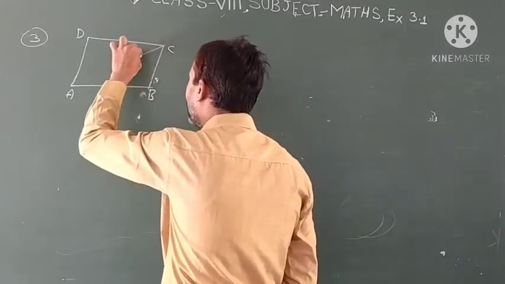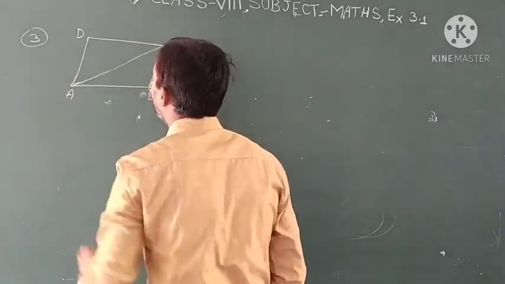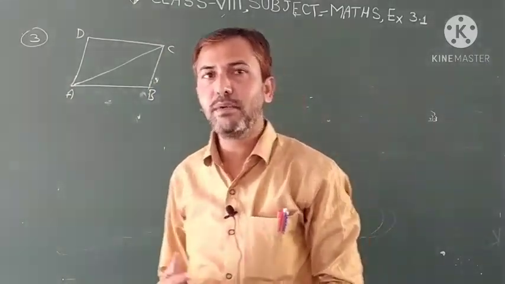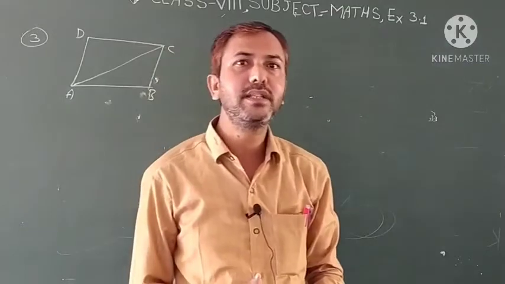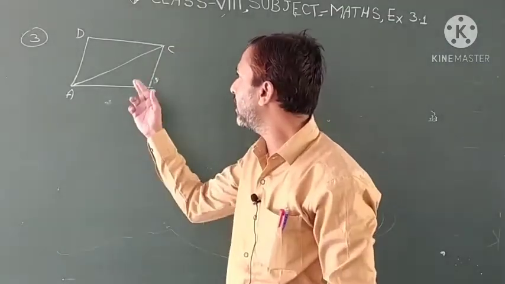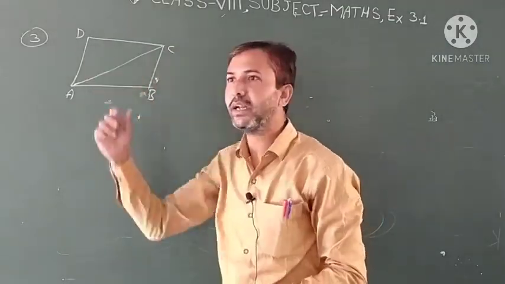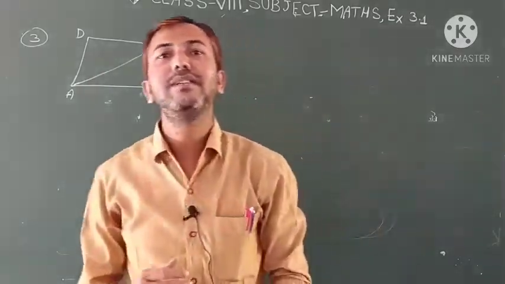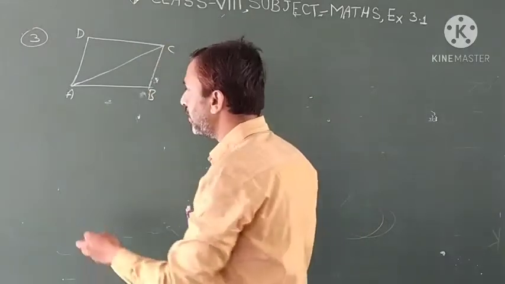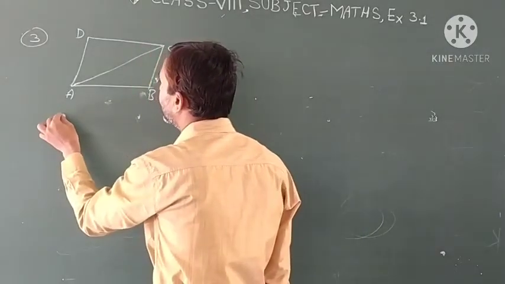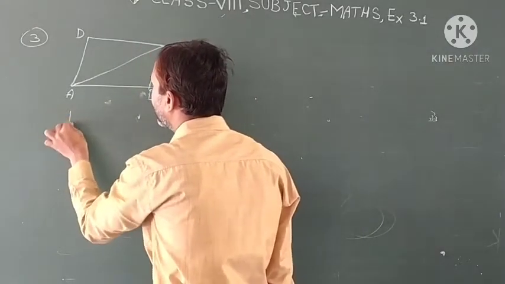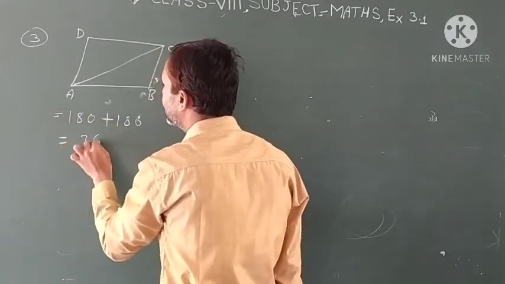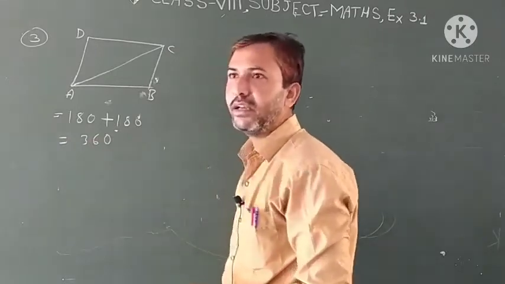When I draw a diagonal in a quadrilateral, it divides it into 2 triangles. And I know that the sum of all angles in a triangle is always 180 degrees. So 180 degrees for this triangle and the same, 180 degrees, for this triangle. If I add both, my total is 360 degrees. So 180 plus 180 is 360 degrees.